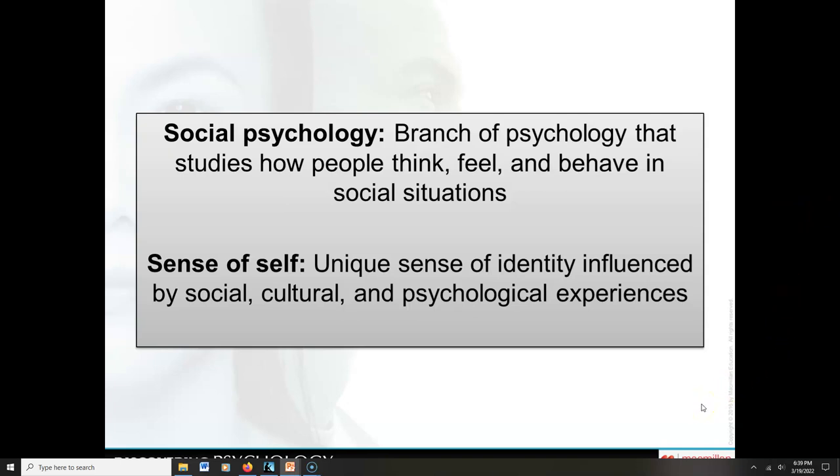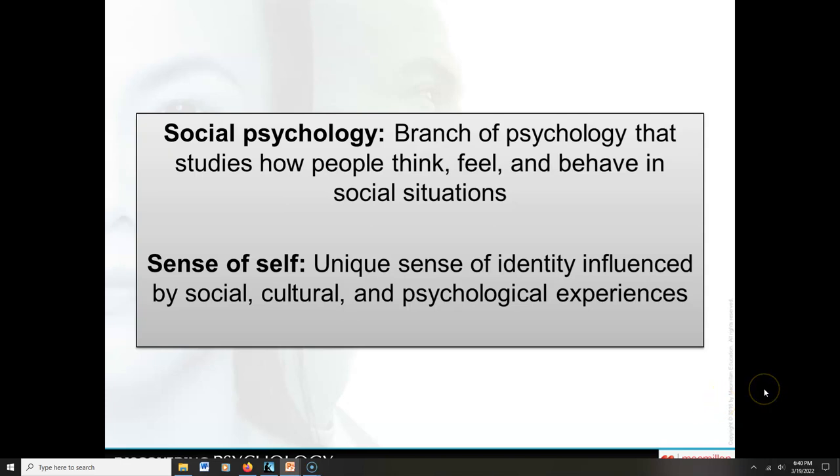Okay. And going just a little bit further, we also want to keep in mind that one's sense of self is very influential on how we interact with other people, how we use our cognition, and how we use our emotions in that process of interaction. So a good definition of sense of self is our unique sense of self-identity, which is influenced by social, cultural, and psychological experiences.